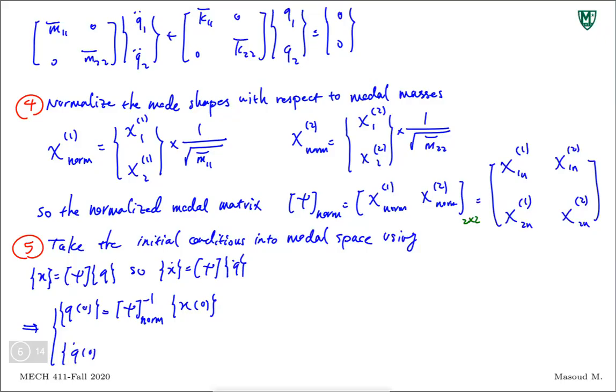Same story about velocity, initial velocity. If you want to find them in modal space, it's psi norm inverse times x dot.